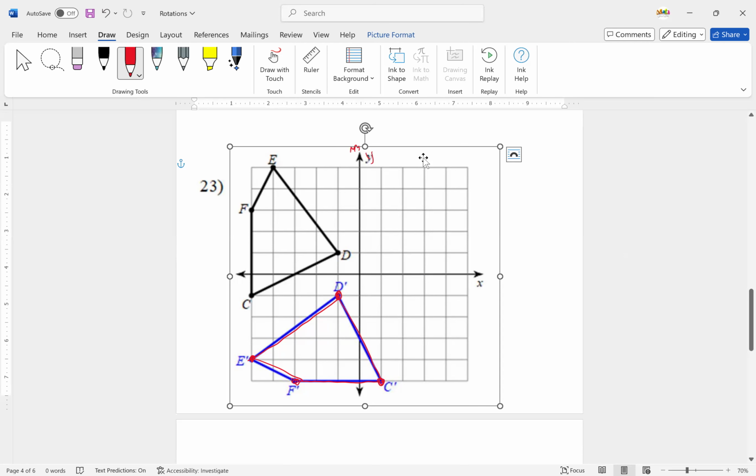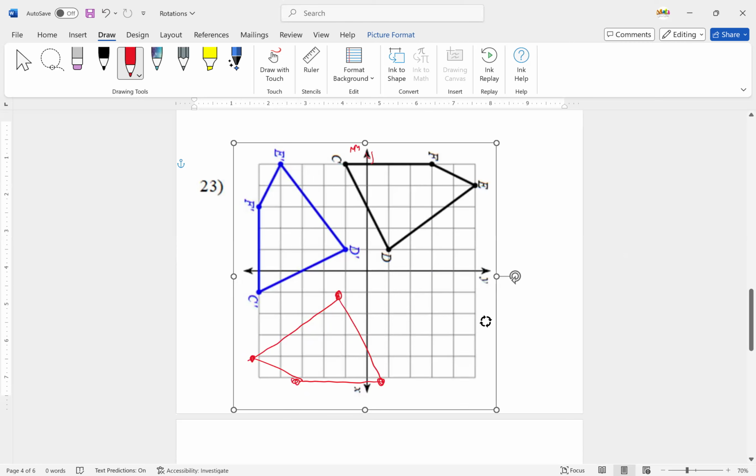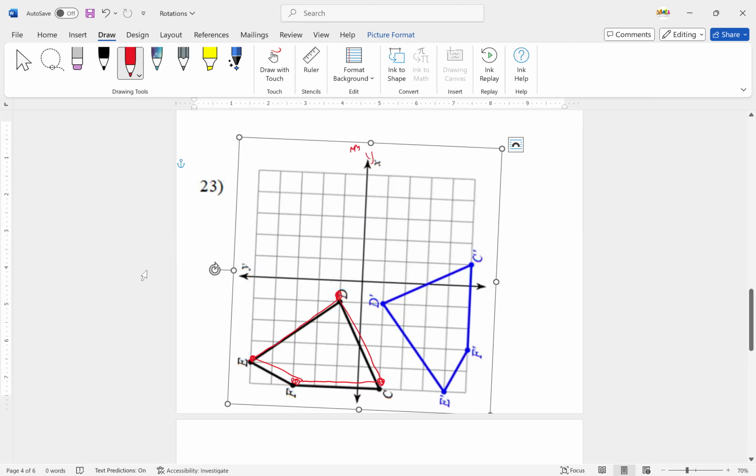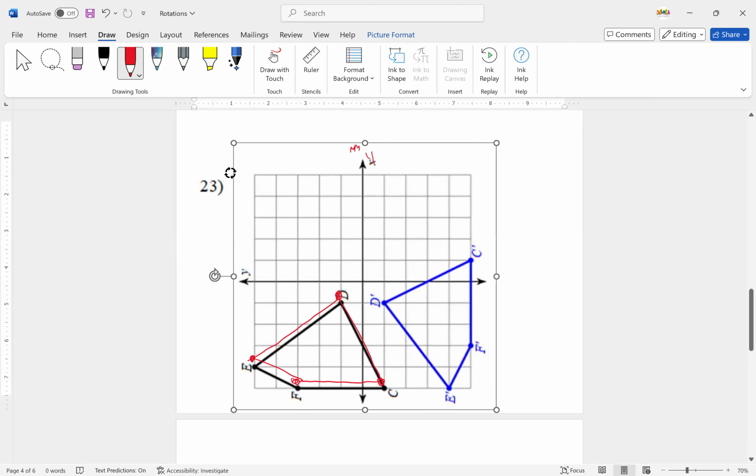Now, if I want to go clockwise, let me count my spaces clockwise. I go 90 degrees. No. 90 more, so that's 180. No, not yet. 90 more, so that's 270. Yes. So it's rotation 270 clockwise.